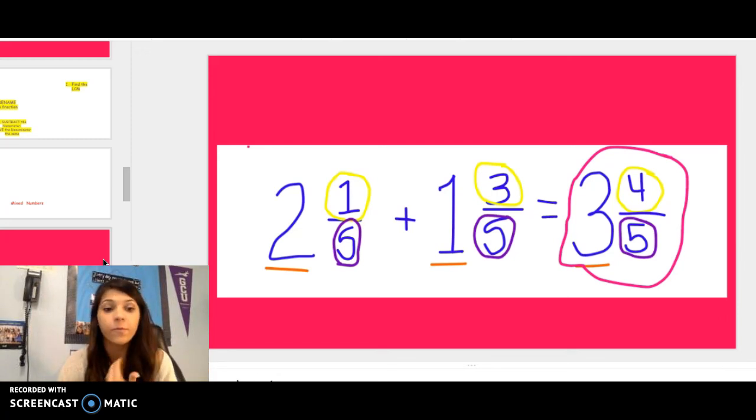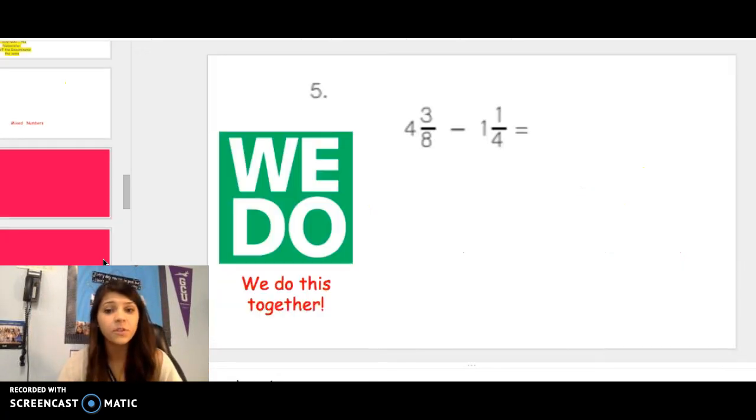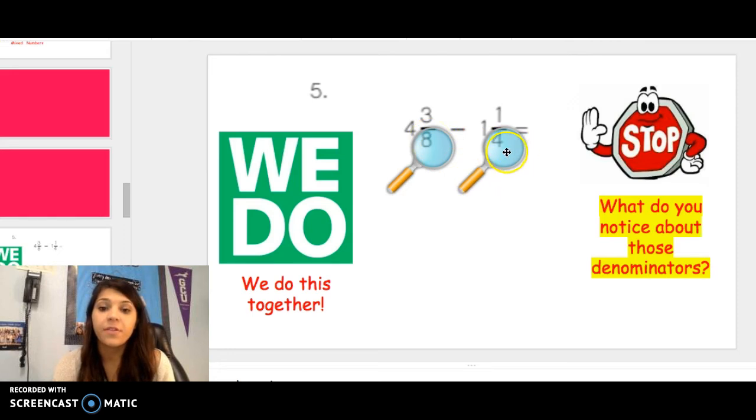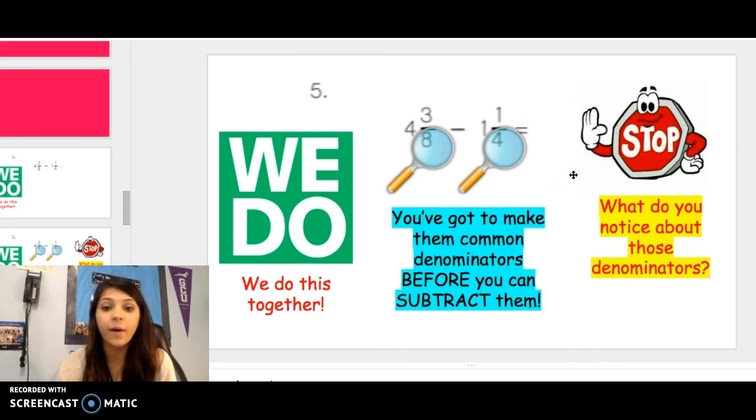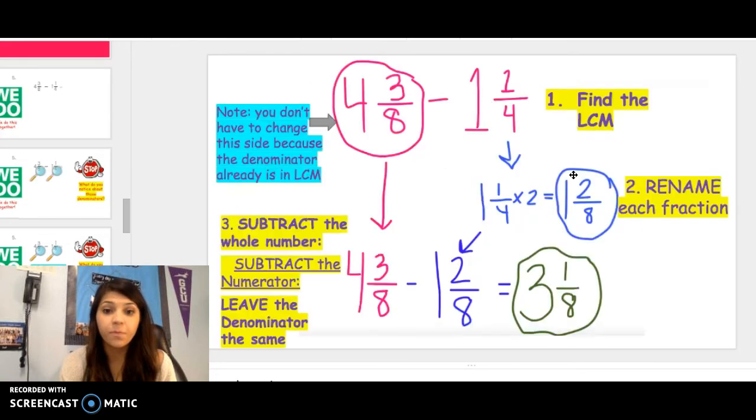But what happens if those denominators are not the same? So I had students try this together with me today. Notice I have 4 3/8 on this left side minus 1 1/4 on the right side. So what I had the students do was notice, look at these two bottom denominators, right? If you notice them, they're both different. However, 4 can go into 8 perfectly 2 times. And so because of that, I don't have to do much to this problem.